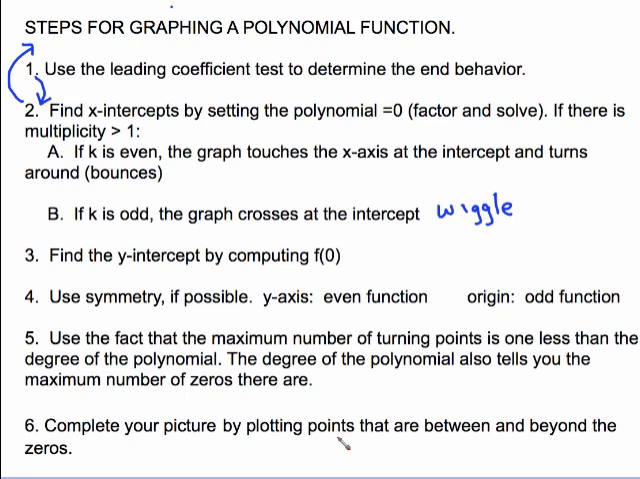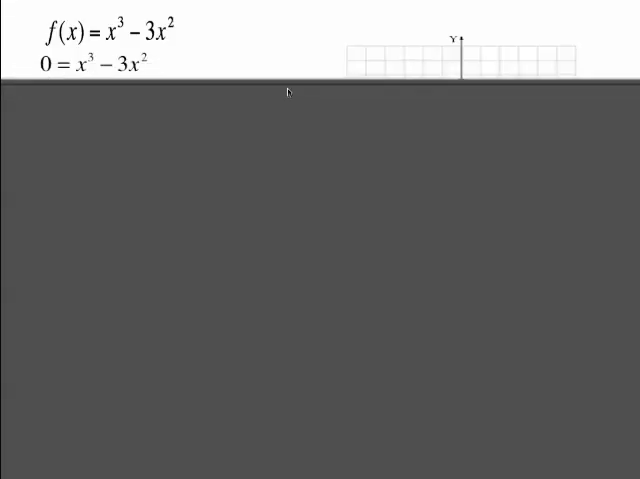This helps us get a little more specific. Find the y-intercept by computing f of 0. Use symmetry if possible. If it's an even function, there is y-axis symmetry. If it's an odd function, there is symmetry to the origin. This doesn't happen a whole lot. It doesn't help that much. Here's this maximum number of turn points idea I just went over on the other screen. And then the last thing you have to do is complete your picture by plotting points that are between and beyond the zeros. First step is to find your zeros, so set that equation equal to 0.